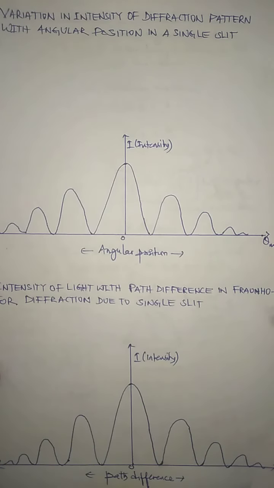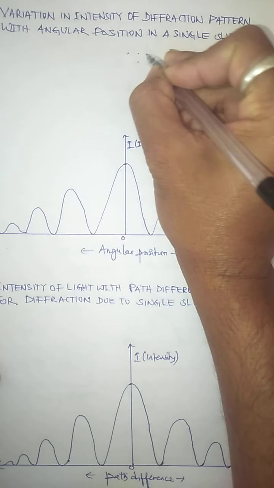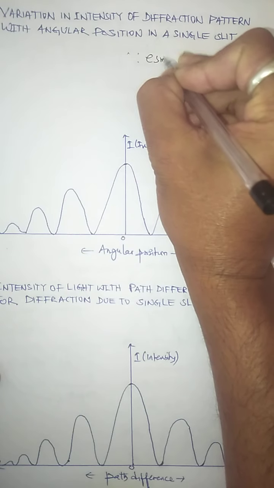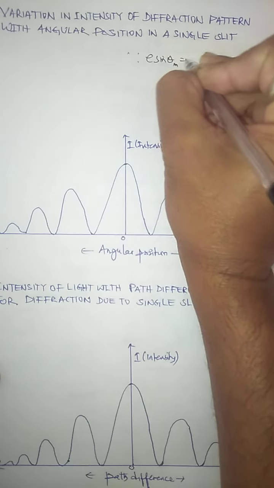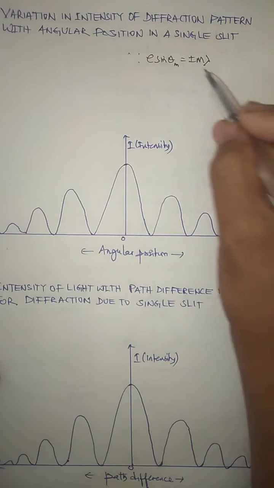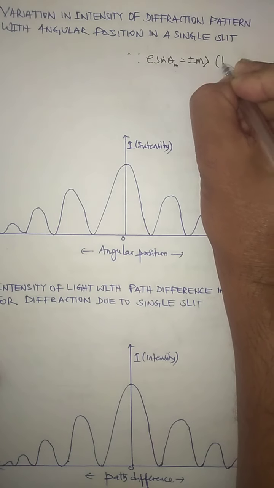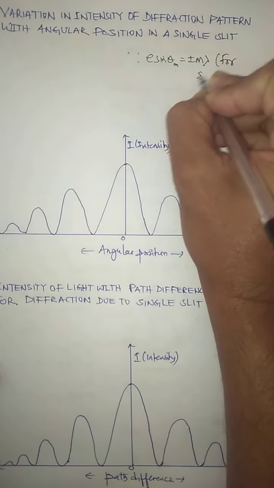Now, to plot the graph, let me take the condition for secondary minima. You know what the condition for secondary minima is? The condition is a sin theta m equals plus or minus m lambda. See, I have written the expression here: a sin theta m equals m lambda. This is the condition for secondary minima.